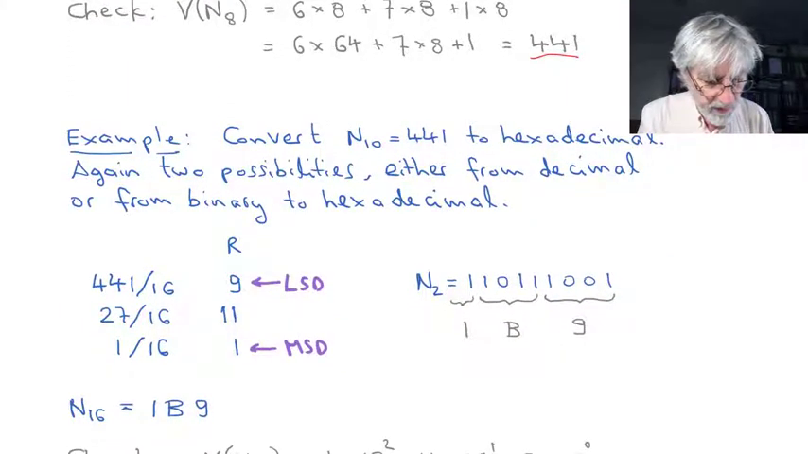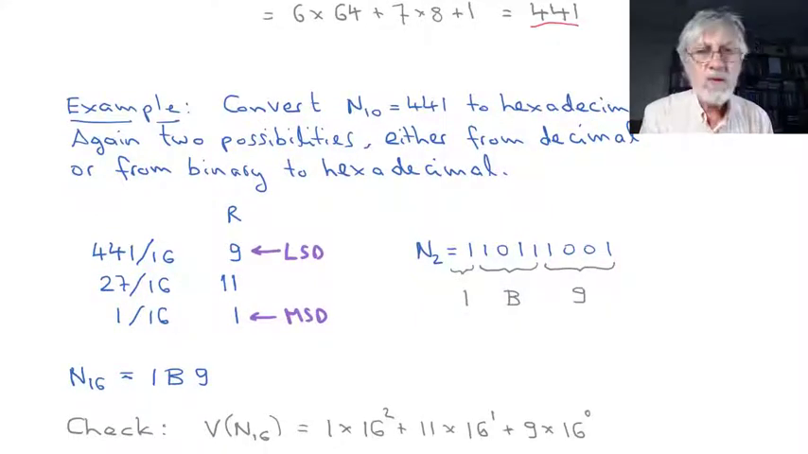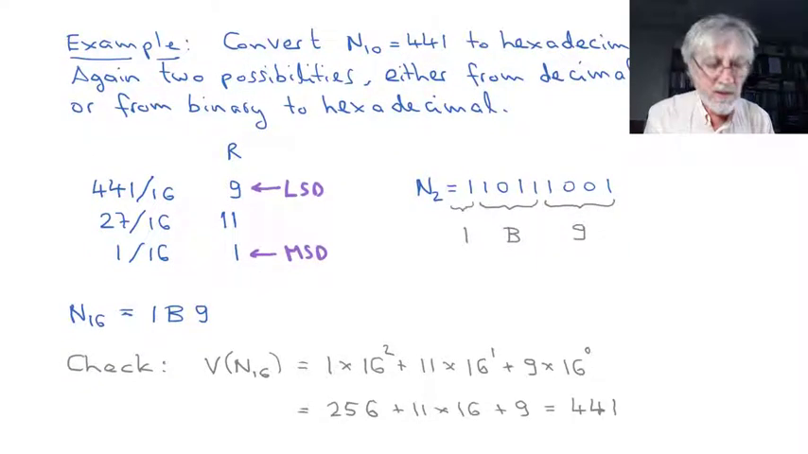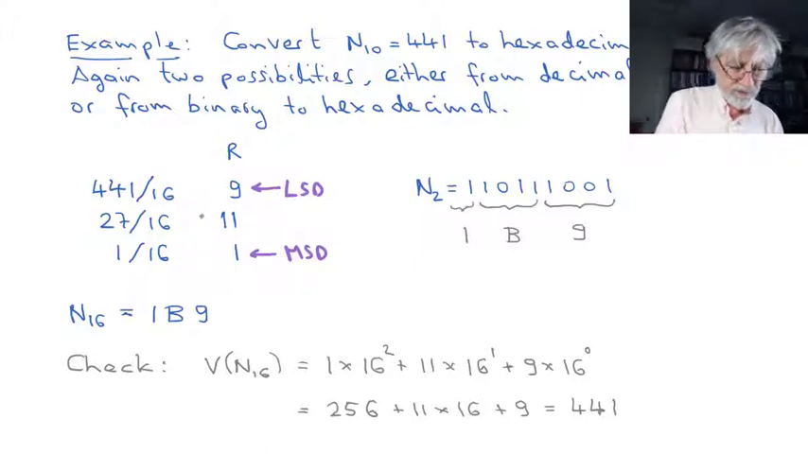And as the last one, we want to do the conversion from decimal 441 to hexadecimal, and we can again proceed in 2 ways. We can do the direct conversion from decimal to hexadecimal, or we can do the conversion from the binary number that we have already to hexadecimal. So 441 divided by 16 turns out to be 27 plus a remainder of 9. So 27 times 16 is 432. 27 times 16 plus 9 is 441.